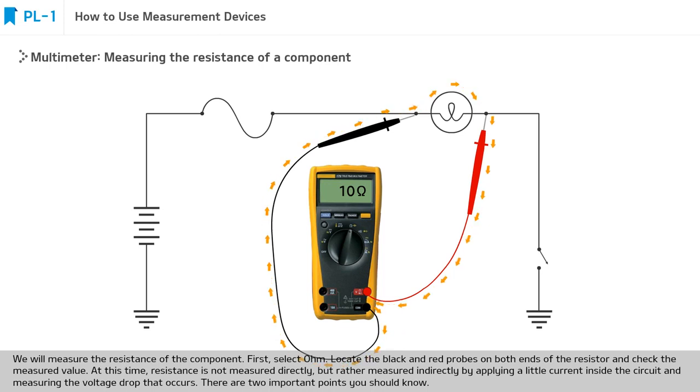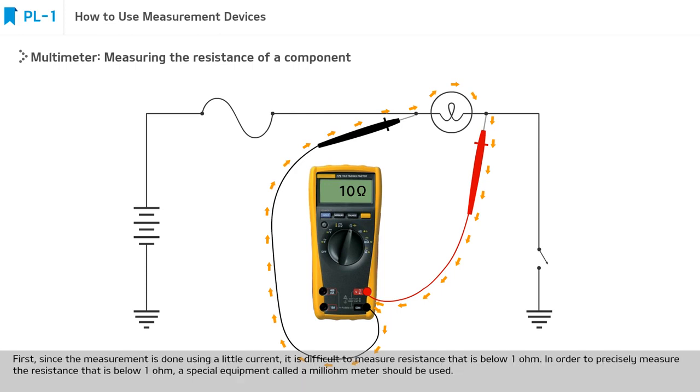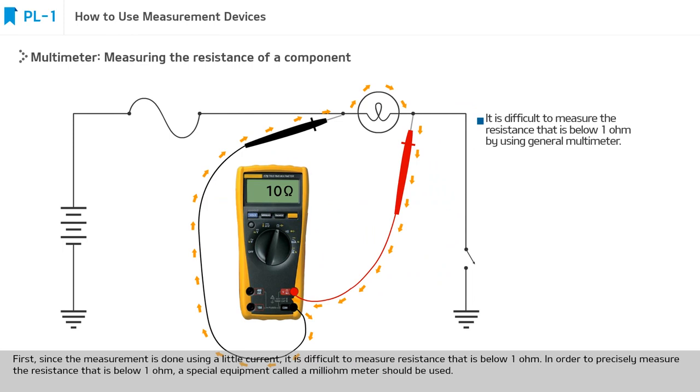There are two important points you should know. First, since the measurement is done using a little current, it is difficult to measure resistance that is below 1 ohm. In order to precisely measure the resistance that is below 1 ohm, a special equipment called milliohm meter should be used.